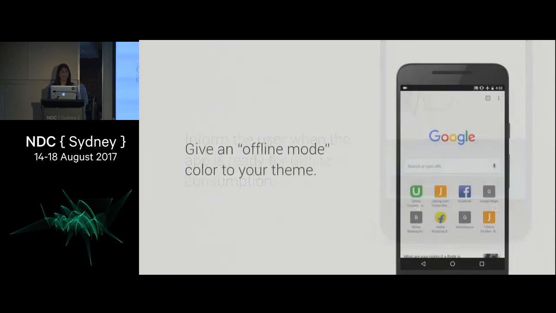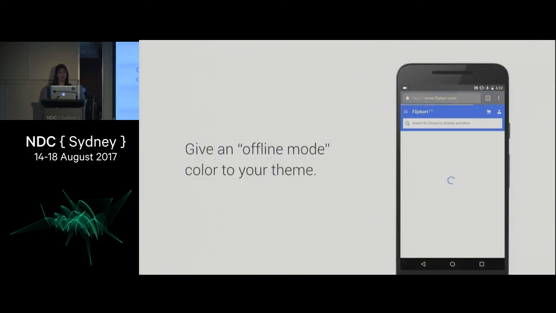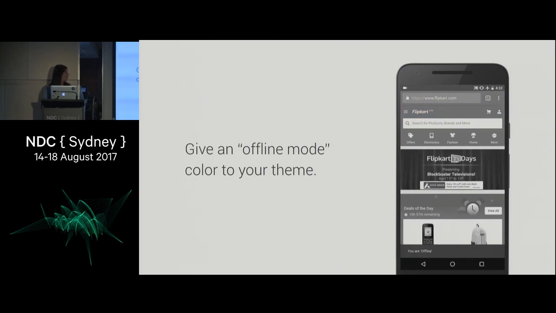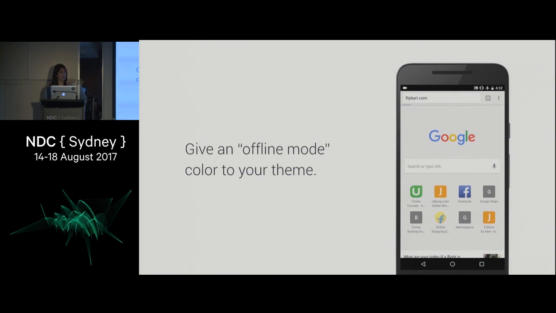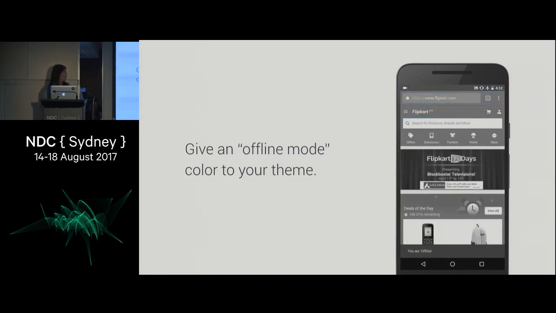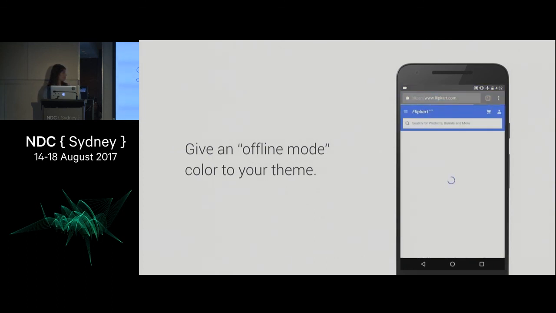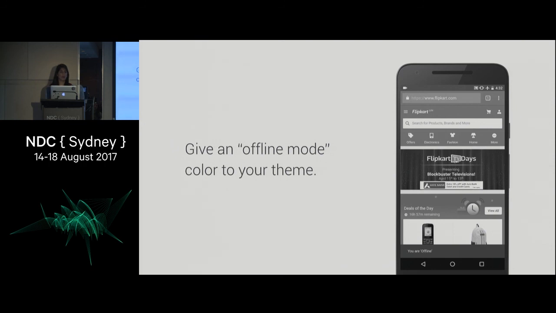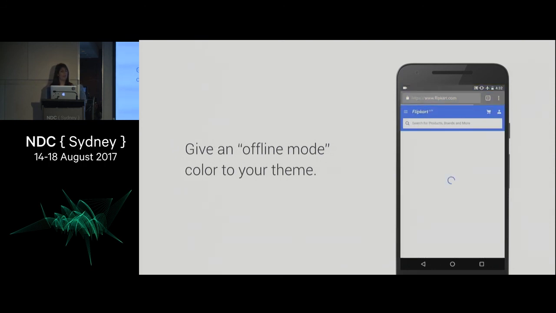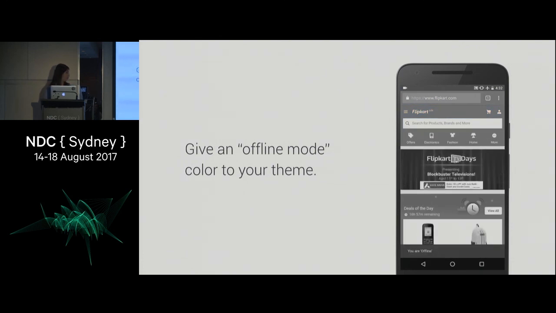And also give an offline mode color to your theme. It really looks nice if you have an offline theme. For example, if everything is red or everything is blue, when it's offline, you could just give it a gray color. So it looks really nice. Just with color, we could tell the user that you're offline. So an app that lessens the impact of a network failure will feel magical to the user.